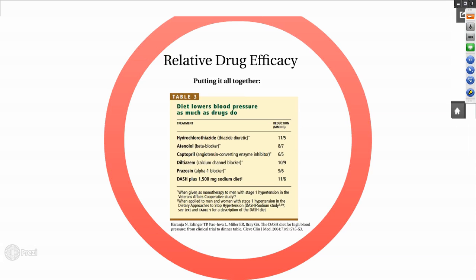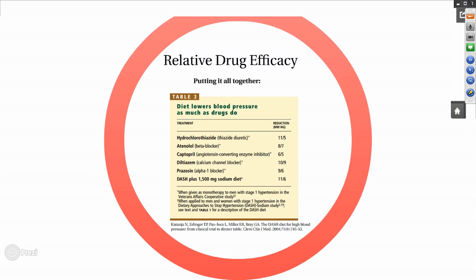The DASH diet lowers blood pressure almost as much as drugs do, if not a little bit more. Again, that's why diet, exercise, and having a diet rich in fruits and vegetables is so important. And that's why a lot of disease management programs are so successful, because this doesn't need drugs. And this influences blood pressure so immensely. So programs that do this are relatively successful because of how effective this type of therapy is.